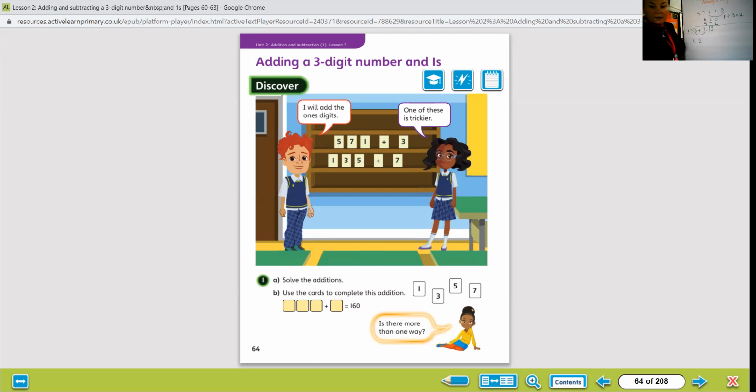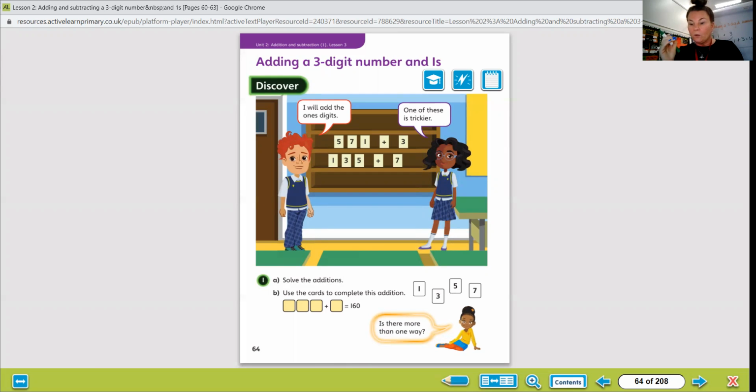Okay, the next one, the girl said that hers isn't as easy. Who can think why it is not as easy? 135 add 7. Look at your ones column. Why is hers not so easy? Perfect, because what has she got to do? She's got to rename. So what's 5 add 7? Let's put 5 in our heads and count on 7 with either our hands or our fingers. Perfect. So 5 add 7 is 12.